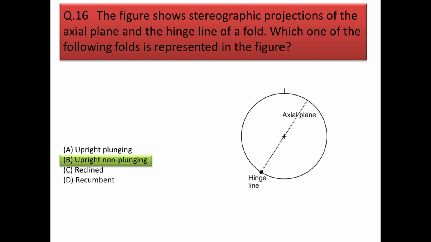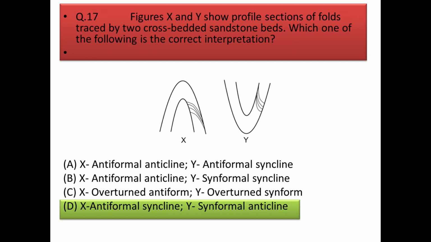Next question. The figure shows a stereographic projection of the axial plane and the hinge line of a fold. Which one of the following folds is represented in the figure? Now see, there is no dip of the axial plane and there is no plunge for the hinge line. Okay. That's why it is an upright and non-plunging fold. Next question. Figures X and Y show profile sections of a fold traced by two cross beds. Which one of the following is the correct interpretation?